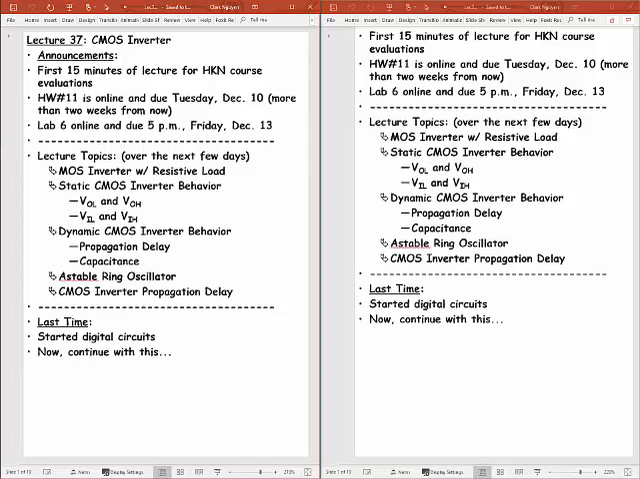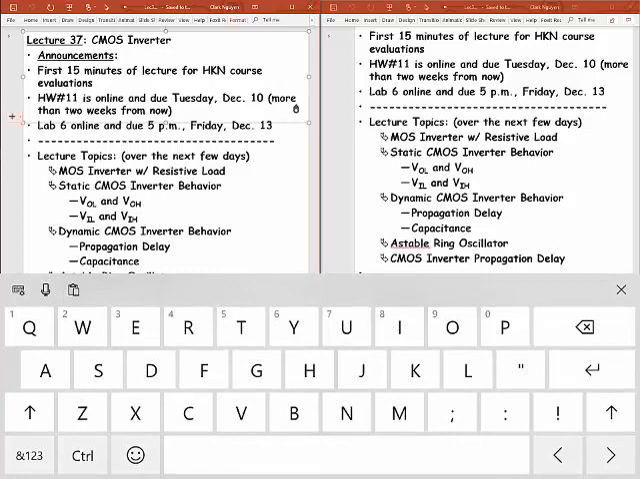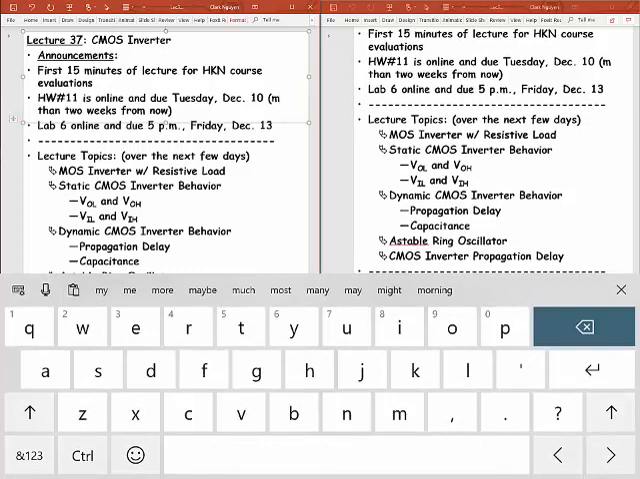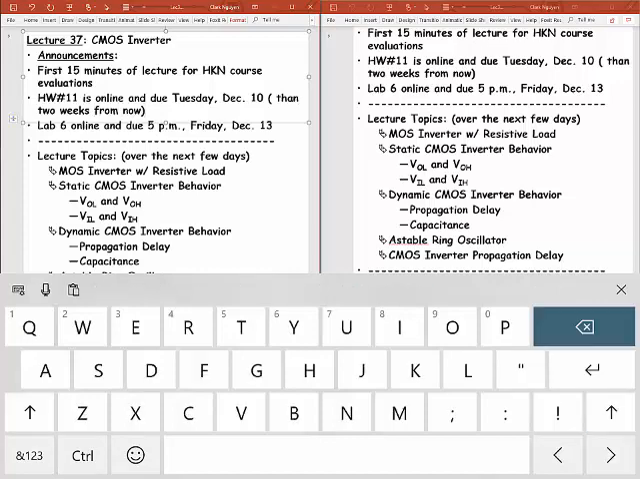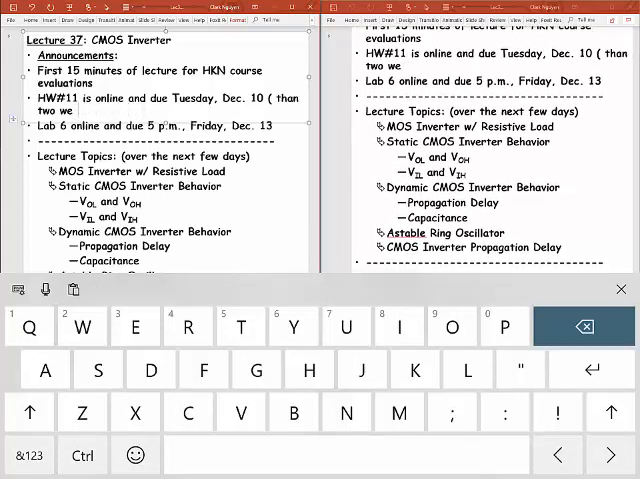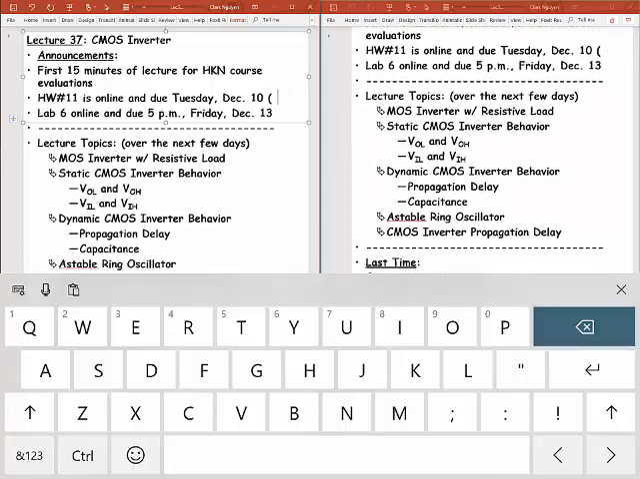A couple more announcements. Homework 11 is online. That's due next week during RRR week on Tuesday. Less than 2 weeks from now, I should say. This is no longer more than 2 weeks from now, so I should really just erase this whole thing, which I'm going to do. And then Lab 6 is due 5 p.m. Friday, December 13th, also next week.